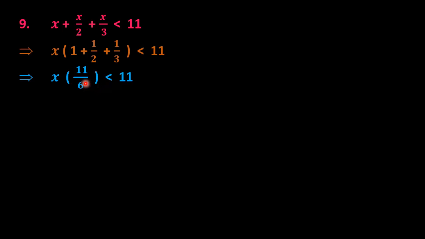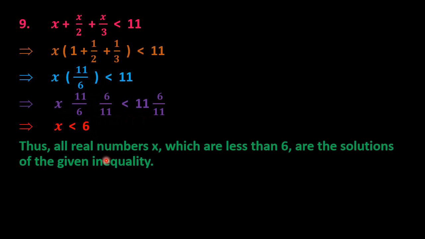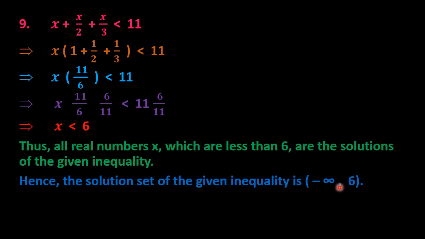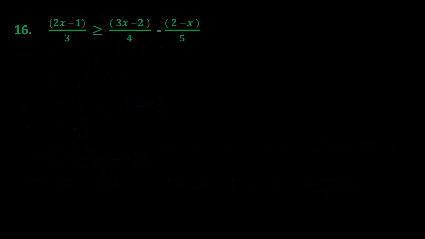So in order to eliminate this 11 by 6, we need to multiply both sides by 6 by 11. So x less than 6. Thus all the real numbers x which are less than 6 are the solutions of the given inequality. So here this 6 will not be included as the solution. Open interval minus infinity comma 6.